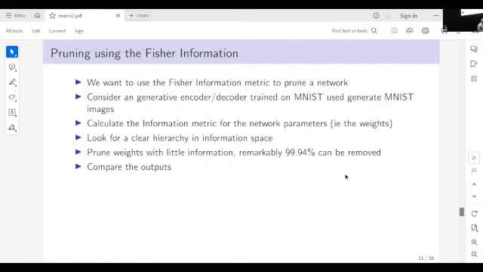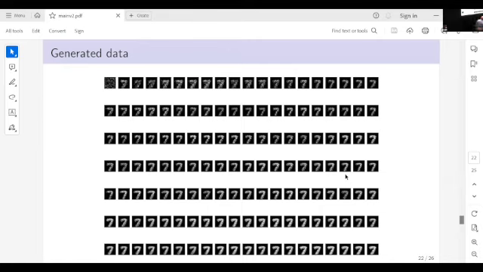Now, you should be suspicious. And you're right to be, because I didn't tell you how efficient this encoder-decoder was. It was very inefficient. Okay? But it is still a thing. Let's see what happens. And then we compare the outputs. So this is the generated data where there is no pruning on this very simple generative model. And it was to generate the number 7 from MNIST.